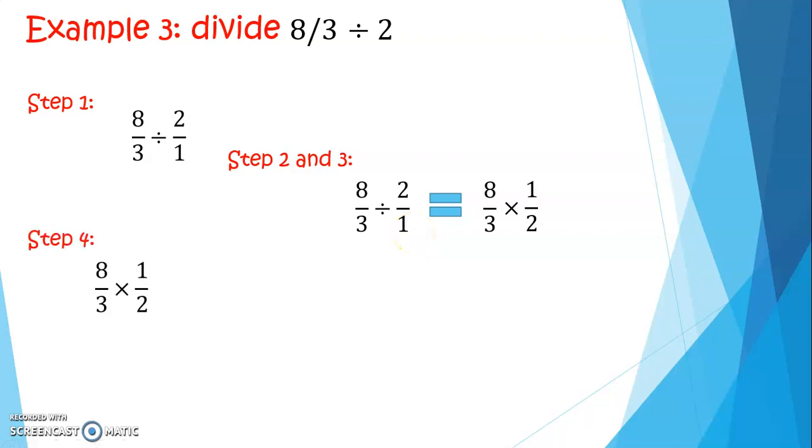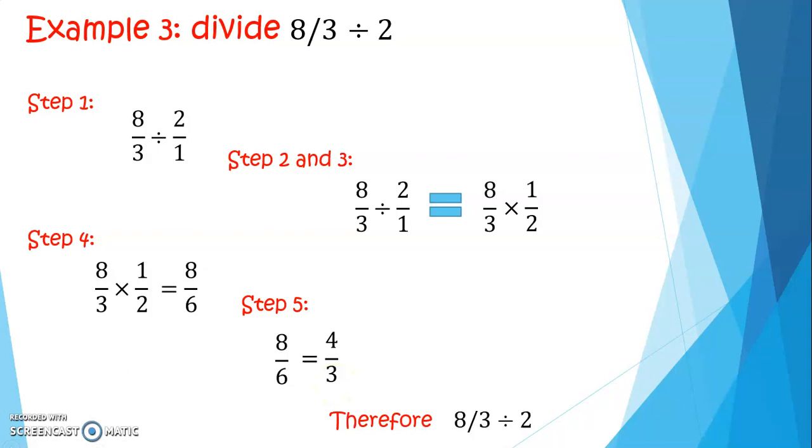Then we perform the operation: we multiply 8 times 1, that is going to be 8, and 3 times 2, that is going to be 6. Finally, we check if it is possible to simplify the fraction. In this case, it is because both numbers are even. So we simplify it by 2, and we're going to have 8 divided by 2 is 4, and 6 divided by 2 is 3. Therefore, 8/3 divided by 2 gives us 4 over 3.